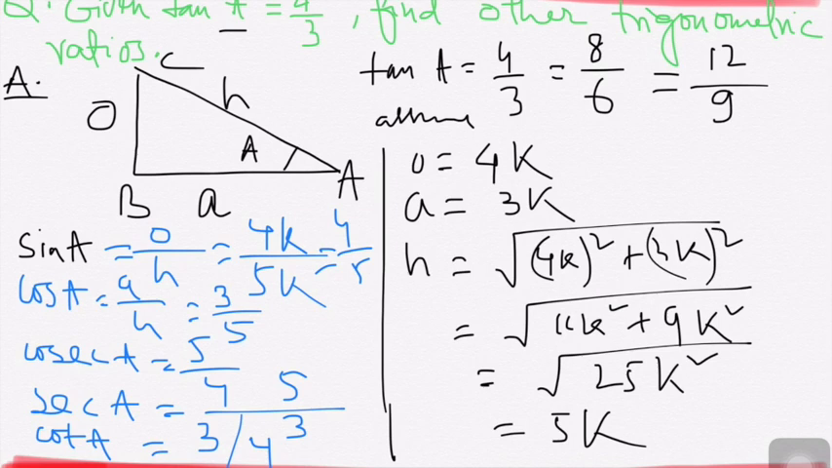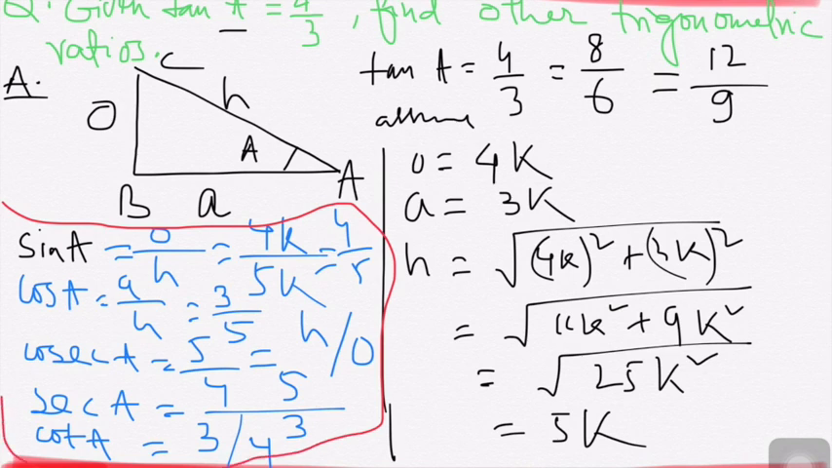Even though I have said that it is the inverse of sin A, you can easily find that out, as cosec A can be written as H by O, which is nothing but 5k by 4k, which is 5 by 4. So this is how you can find the different trigonometric ratios if any trigonometric ratio value is given.